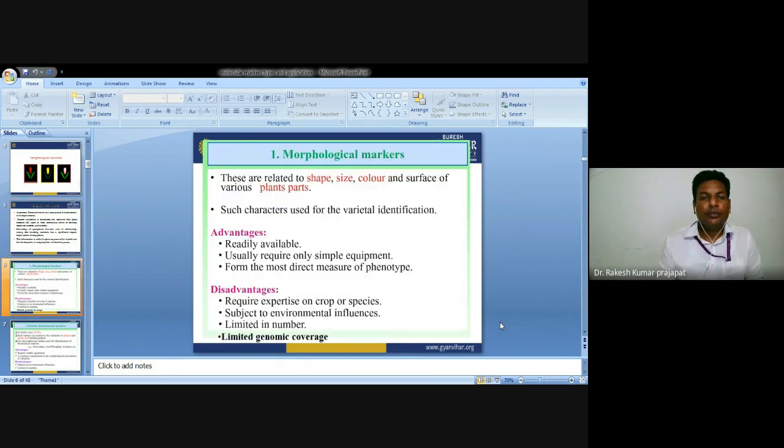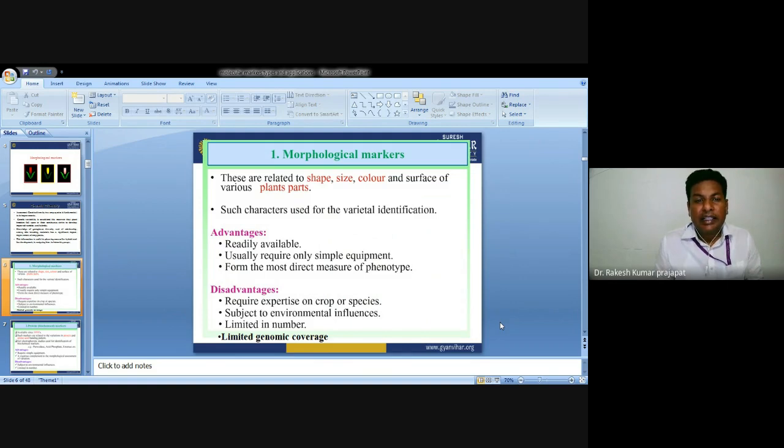Now we discuss morphological markers. As I told you, these relate to the shape, size, color and surface of various plant parts. It may be seed, flower, fruit, leaf, or plant growth habit. These morphological markers can be easily seen with the naked eye. Such characters are used for varietal identification.